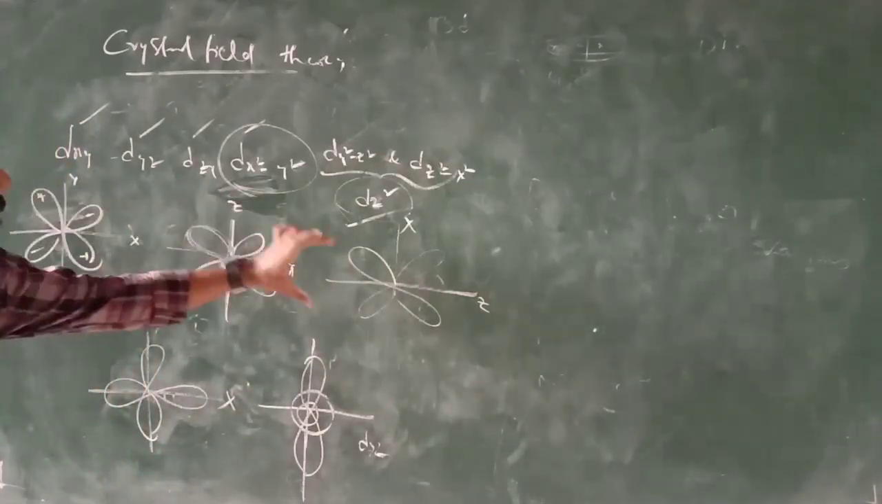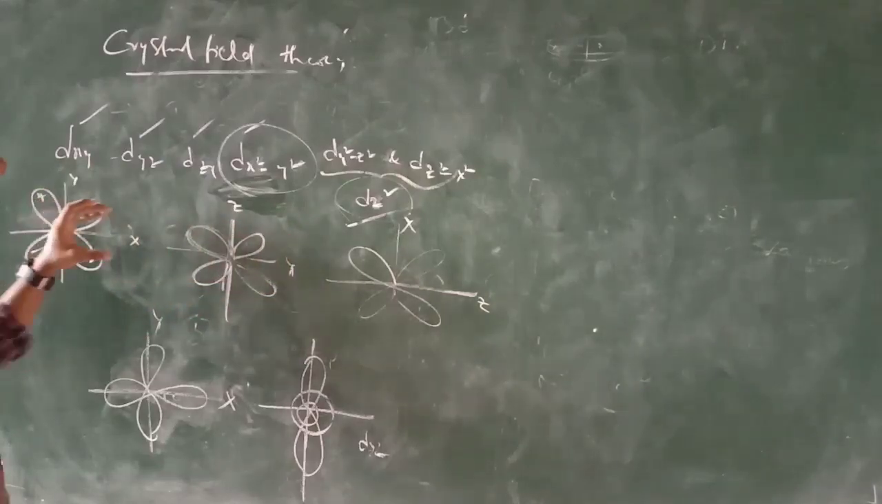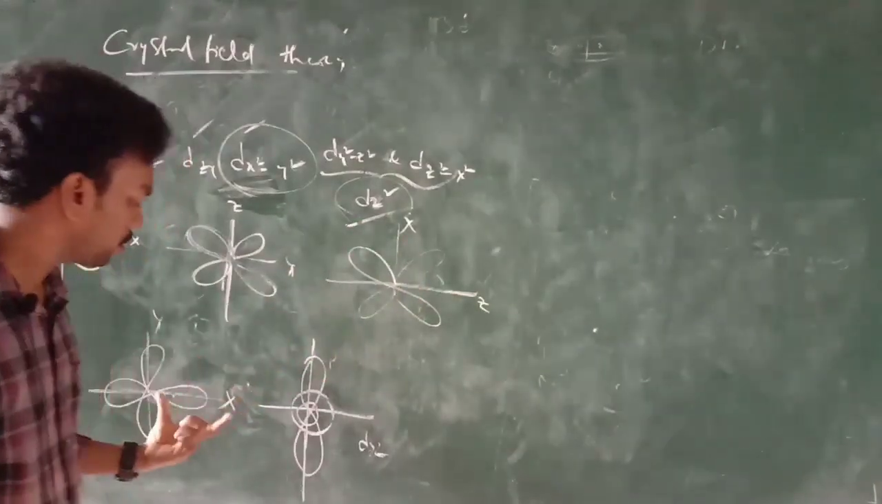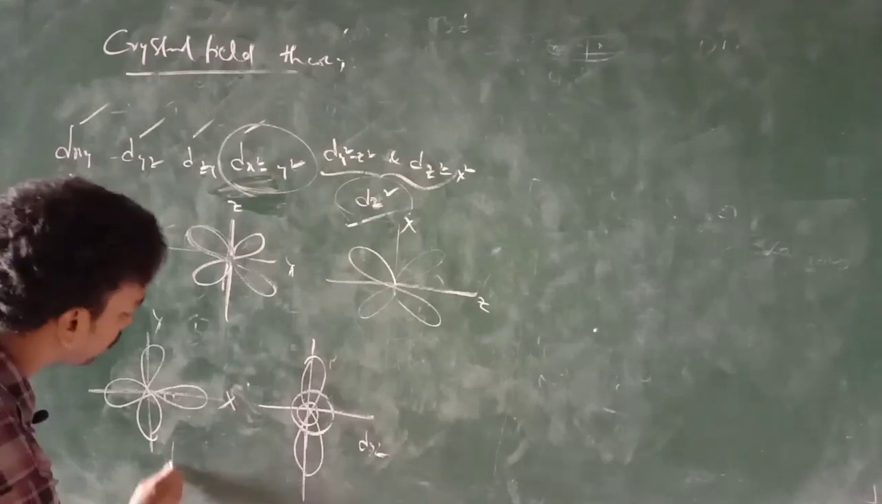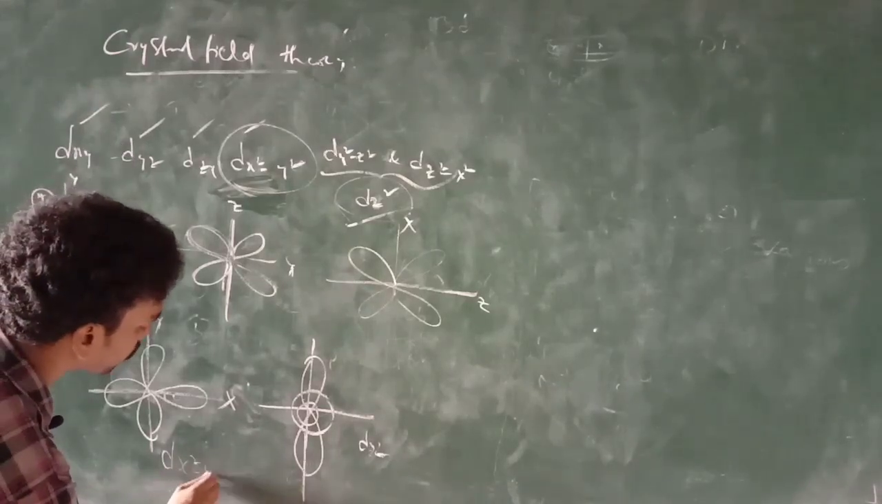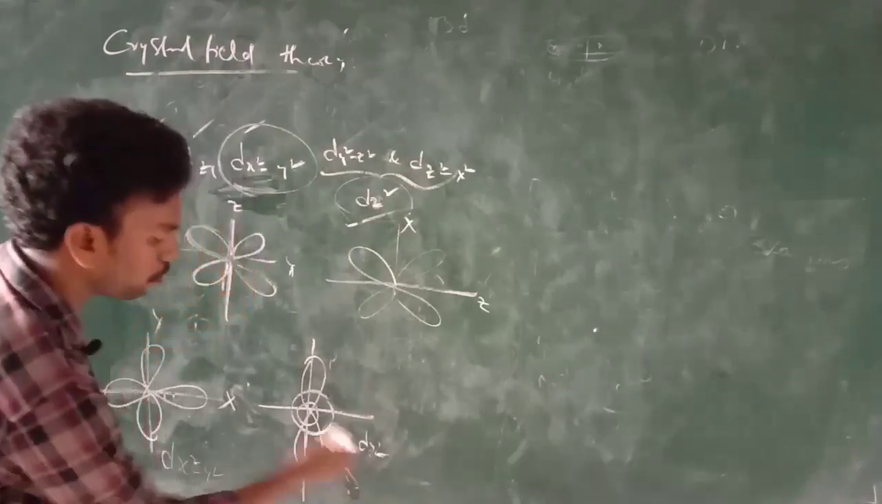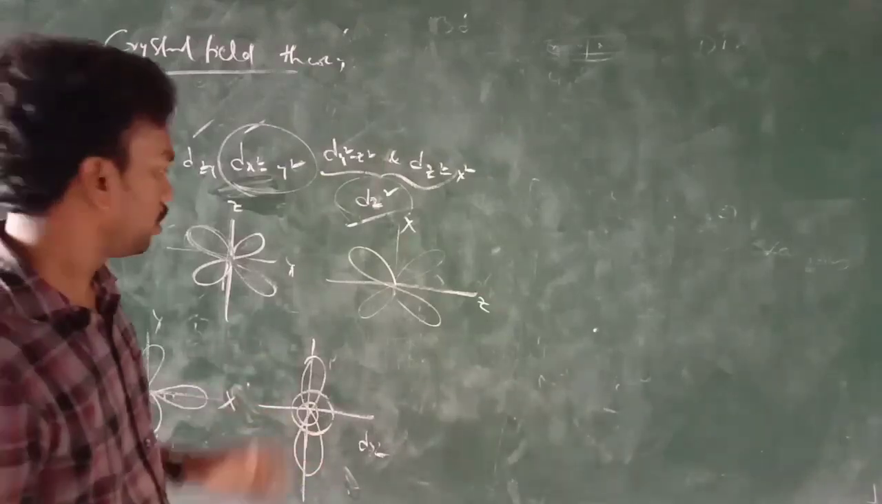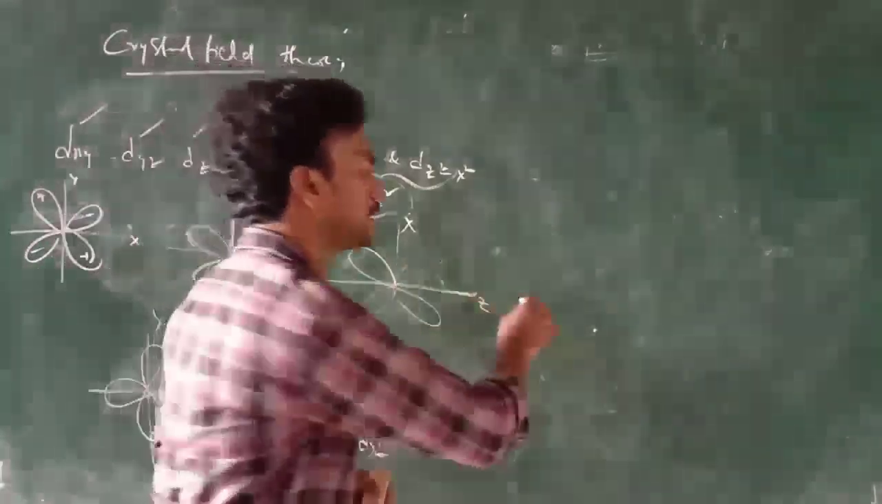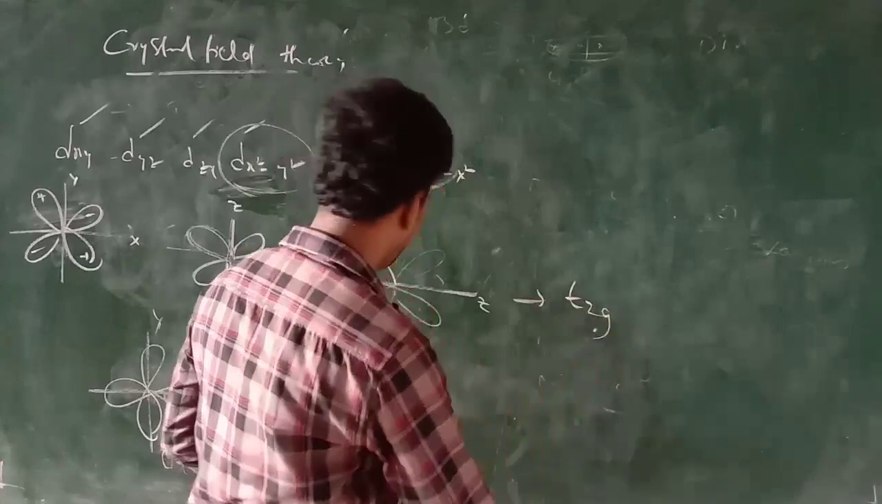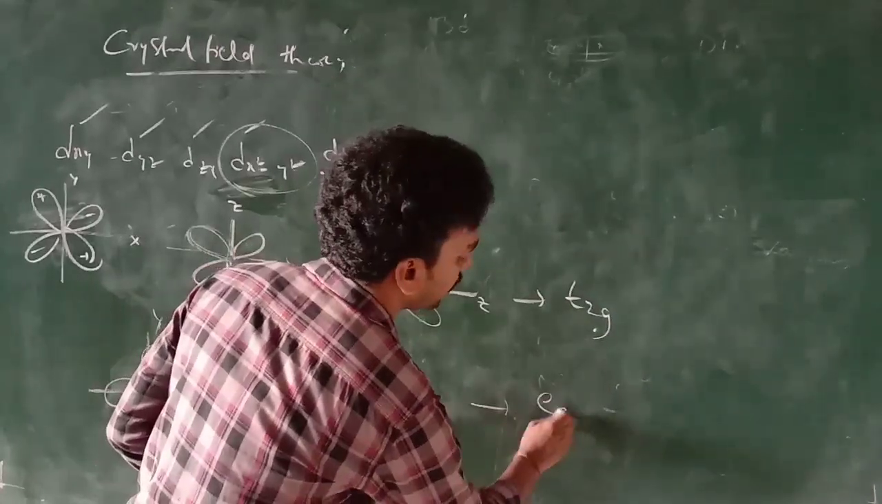So three d orbitals have their loops present in between the axes. The remaining two d orbitals are dx square minus y square and dz square. Both these orbitals are along the axes. Now these three orbitals are called T2g orbitals, and these two d orbitals are called Eg orbitals.